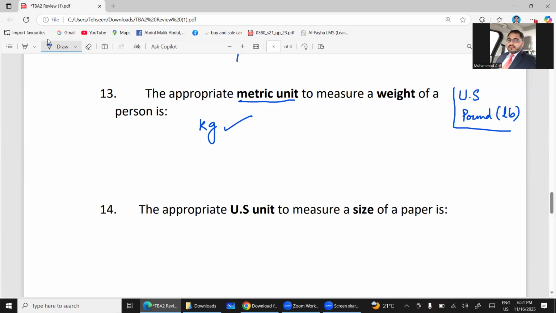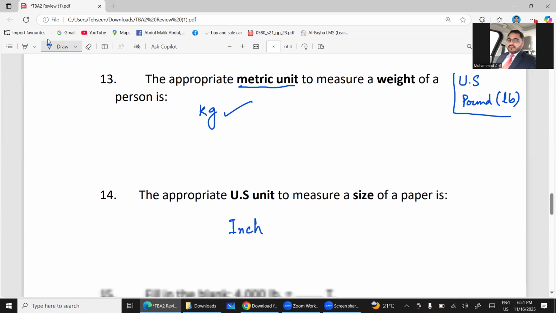Now question 14 is the appropriate US unit to measure the size of paper. For the size of paper in US units, we use inch. Inch is the appropriate US unit to measure the size of a paper.